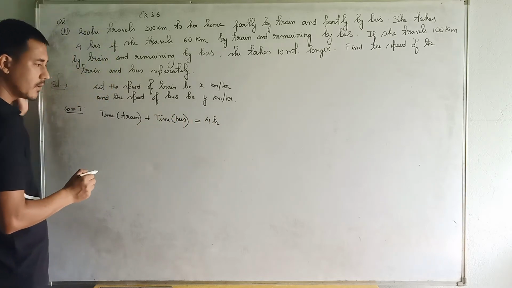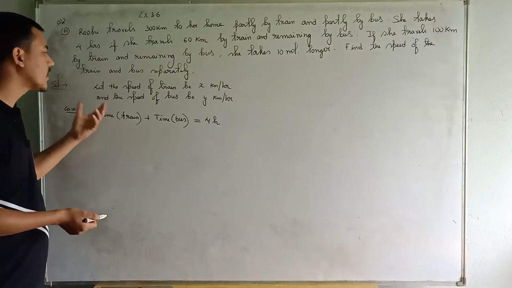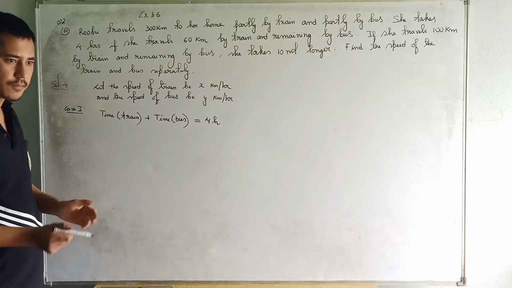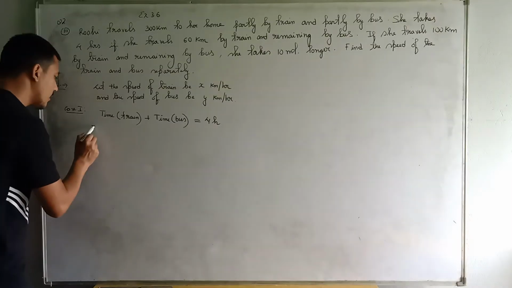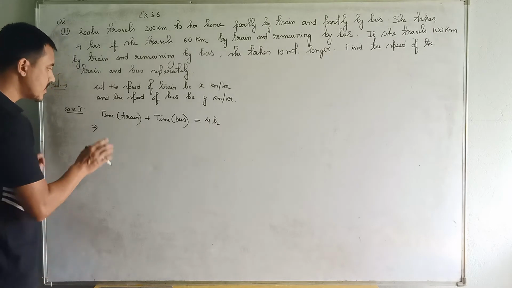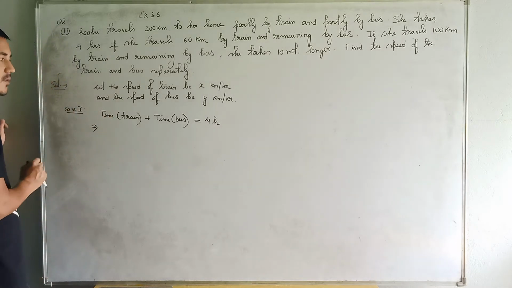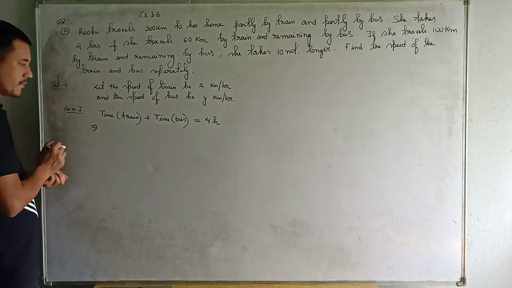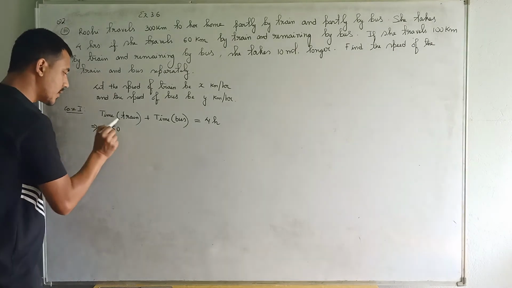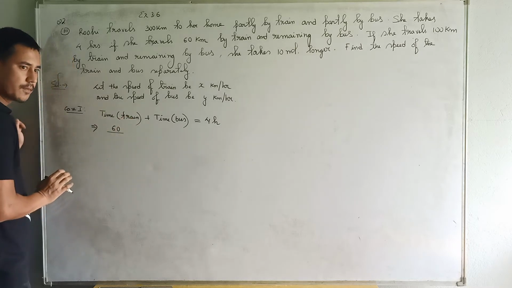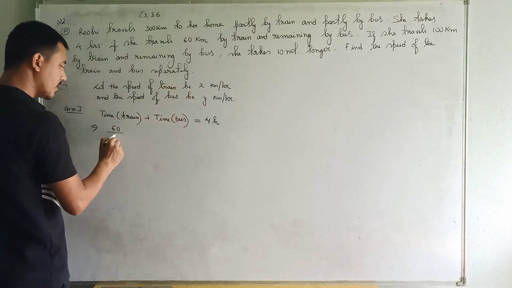Is it correct? Now we can express time as distance upon speed, right? Distance upon speed gives you time. What is the distance covered by the train? 60 kilometers upon. What is the speed of the train? We have assumed it to be x, right?